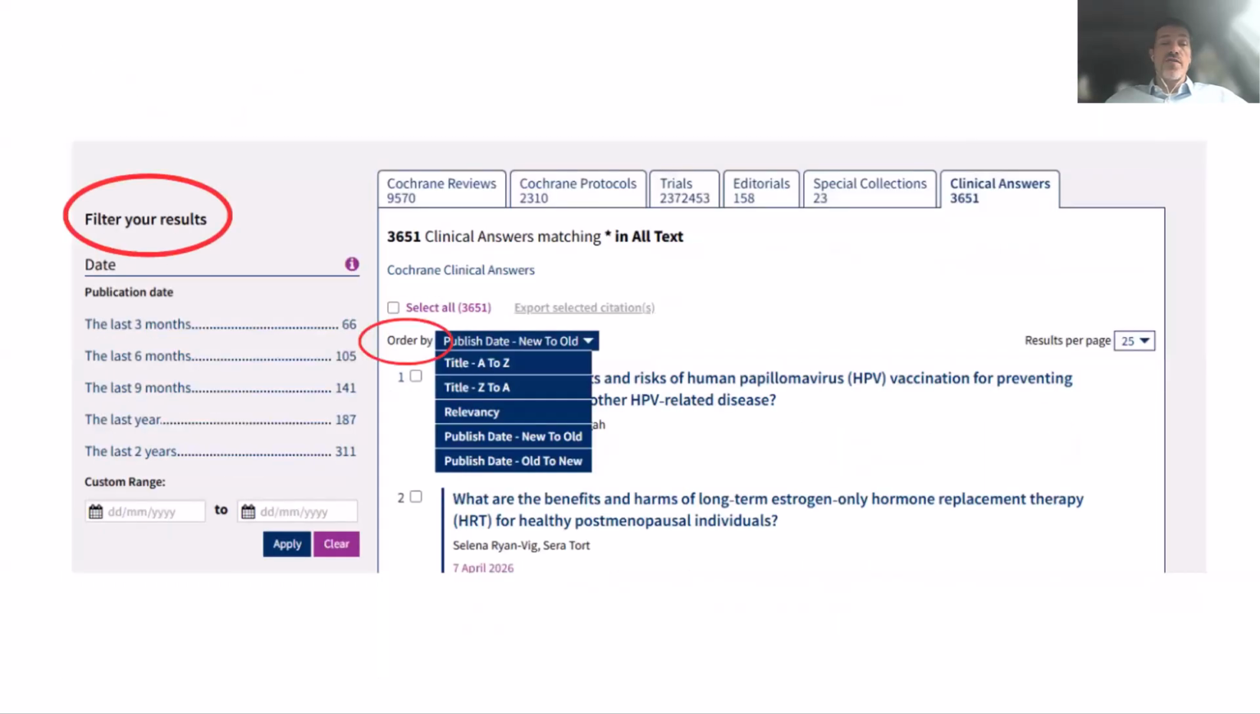Some other options you can do is filter them, right? So we'll talk about how you can order it. Right now, as we noted on that previous slide, it's published date, new to old, but you can look up the title alphabetically, reverse alphabetically. You can do relevancy. And then, of course, we can do the opposite of what we have now. We do new to old. We can switch it to old to new. That allows you also to do some filtering.